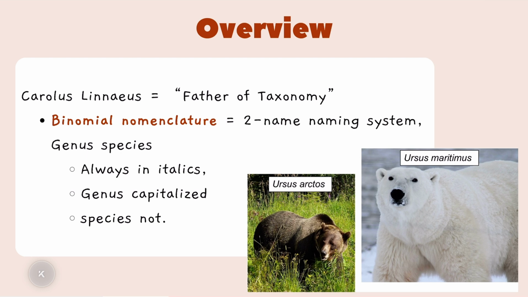So brown bears, their name is Ursus arctos. And then polar bears are Ursus maritimus. What we know is these are 2 different species because they have different species names. However, they share the same genus name. And that makes sense because polar bears and grizzly bears are very, very similar.